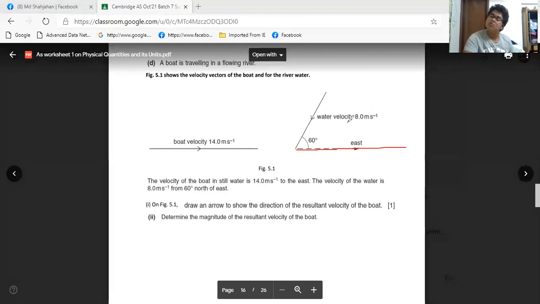The water velocity is 8 meters per second, from 60° north of east. So the boat velocity 14 should be bigger than 8, right? How much bigger? Almost double, but a little bit less than double. So the one I drew here, you also draw like that.